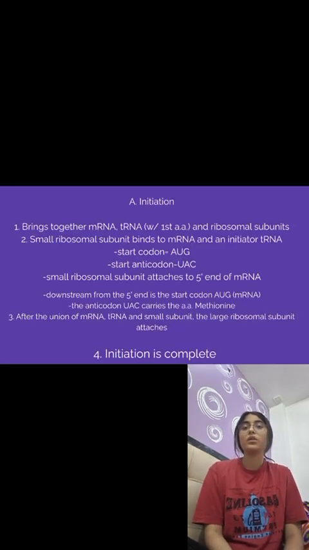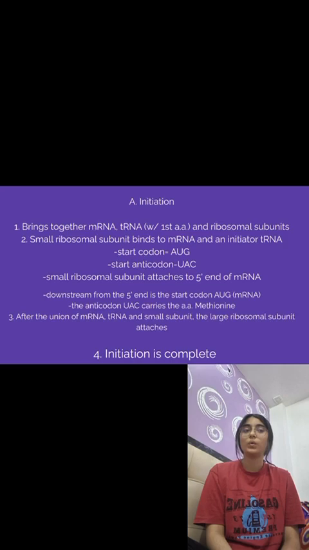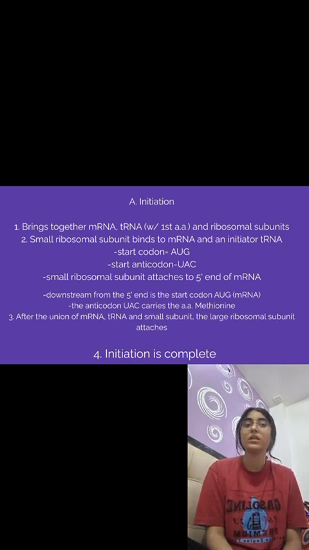Now we are discussing the process of translation in brief. First one is initiation: bring together mRNA, tRNA, and ribosomal subunits. The small ribosomal subunit binds to mRNA and the initiator tRNA. Start codon is AUG. Start anticodon is UAC. The small ribosomal subunit attaches to the 5' end of mRNA. Downstream from the 5' end is the start codon AUG. The anticodon UAC carries the AA methionine.